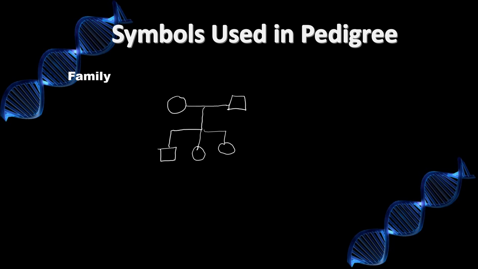Okay, so here 1, 2 and 1, 2, 3, this is the first generation and this is the second generation. In the first generation there are the parents, mother and father, and here are three children, a son and two daughters. Okay, this is how we represent a family in a pedigree chart.